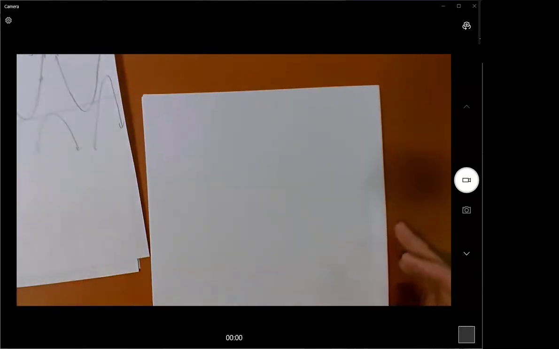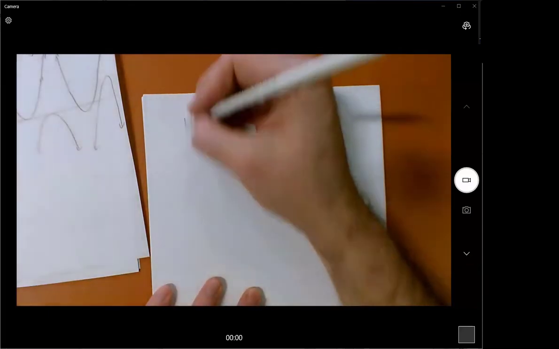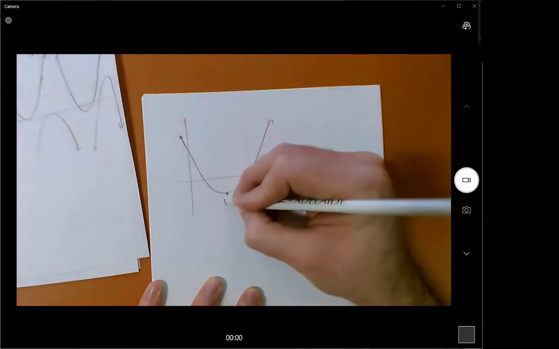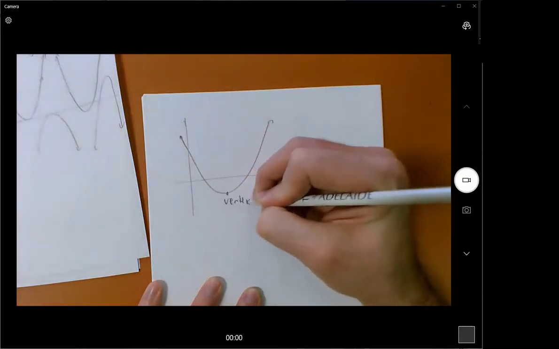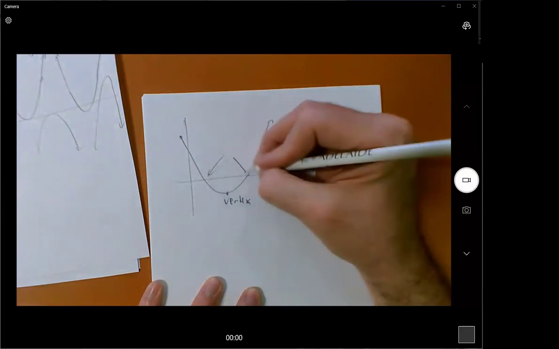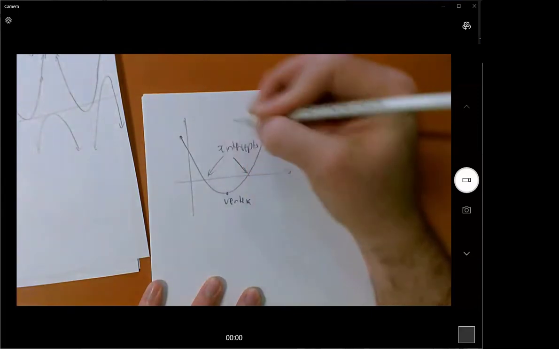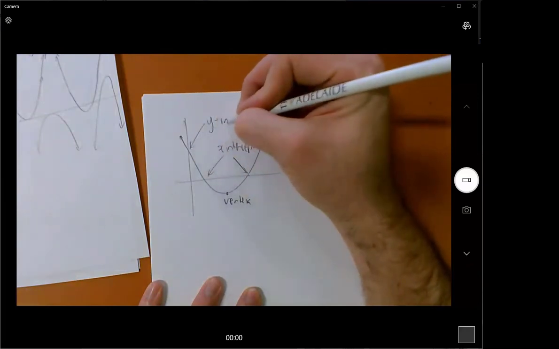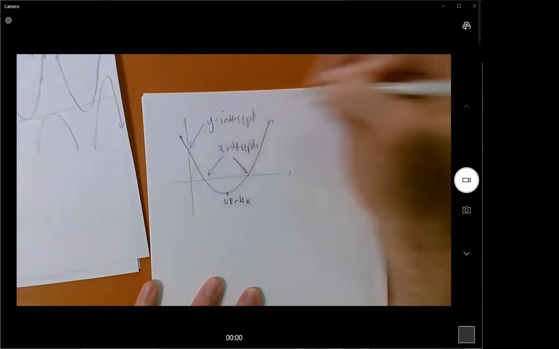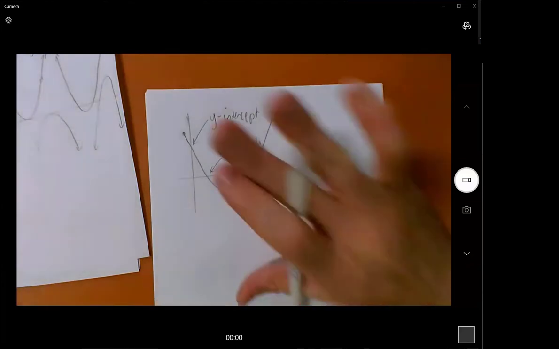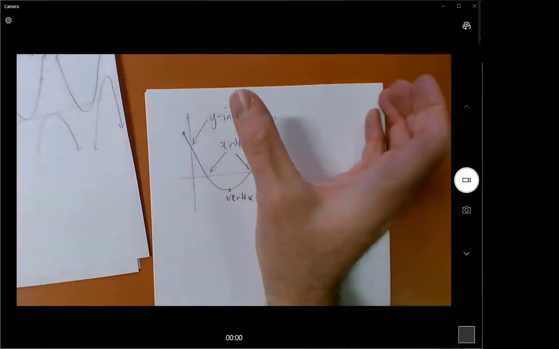All right. So we have information about this thing. We want a vertex. We want x-intercepts. And we want a y-intercept. They're the main pieces of information about a quadratic function. And we also have the orientation, which way up it is, whether it's this way or this way.